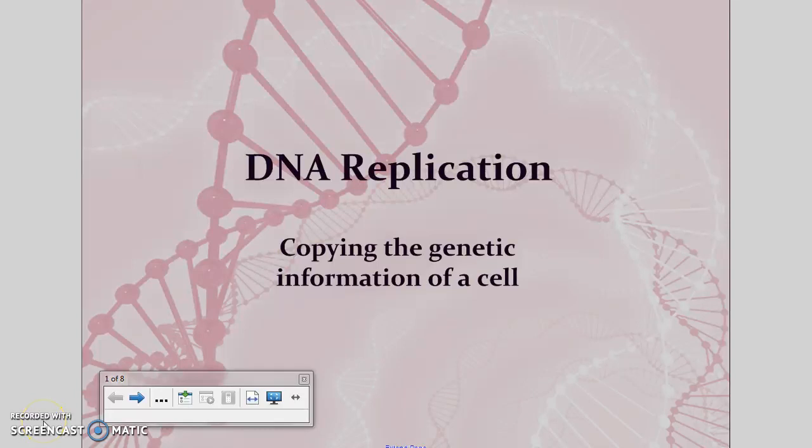Today we're going to talk about DNA replication. DNA replication happens when your cells are getting ready to divide and make two new cells, and both cells need a copy of your genetic information, or your DNA, and so your cell needs to replicate the DNA so that each new cell gets its own copy.